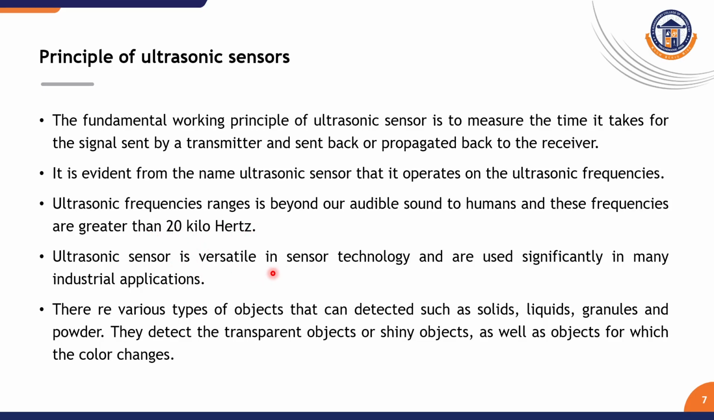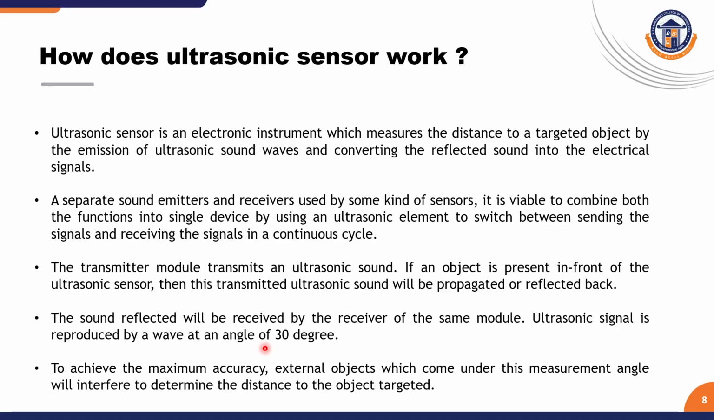The ultrasonic sensor is versatile in sensor technology and is used significantly in many industrial applications. There are various types of objects that can be detected, such as solids, liquids, granules, and powder. They detect transparent objects, shiny objects, as well as objects whose color changes. So an ultrasonic sensor is an electronic instrument which measures the distance to a target object by the emission of ultrasonic waves and converting the reflected sound wave into an electrical signal. That is the main operation of the ultrasonic sensor.